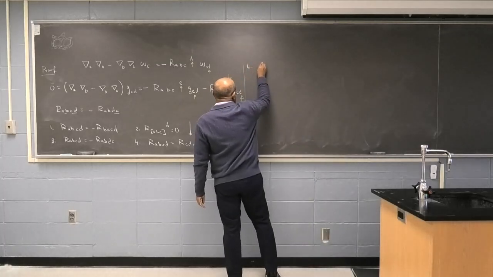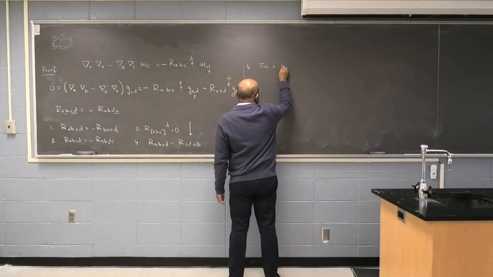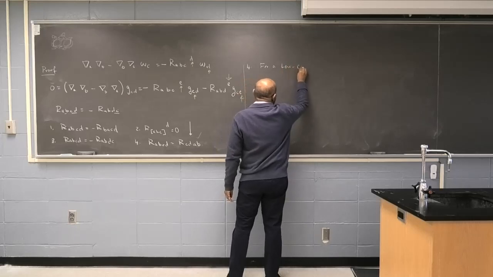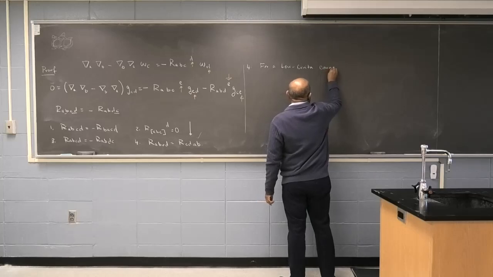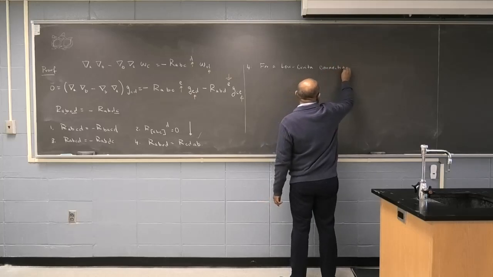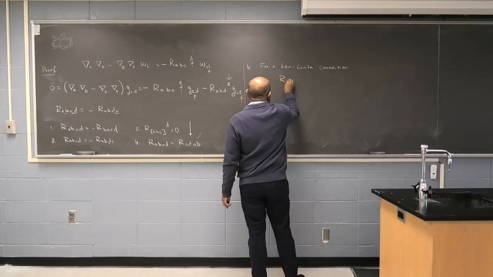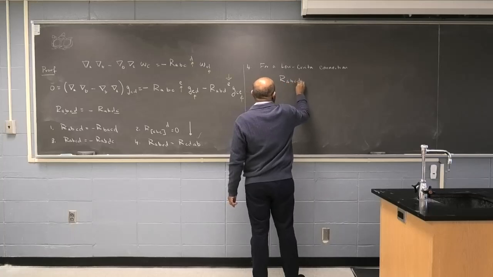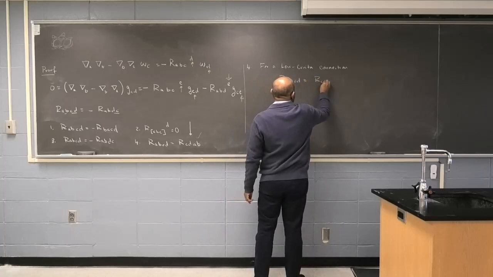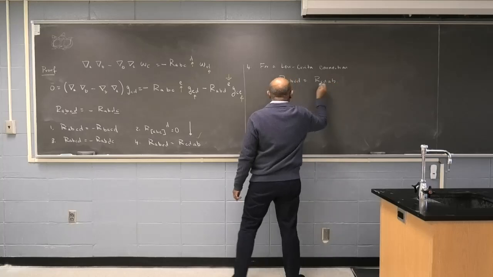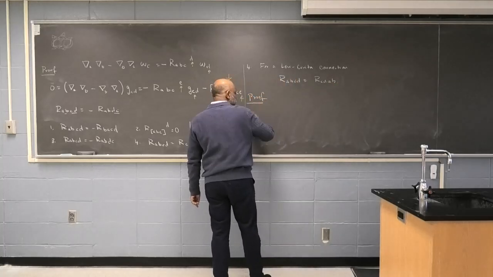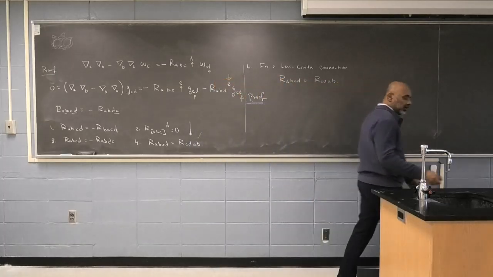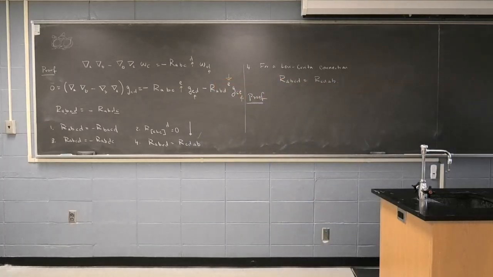Property 4 for a Levi-Civita connection: R A B C D equals R C D A B. This is algebraic and doesn't require any calculus. It's putting all the previous properties together.